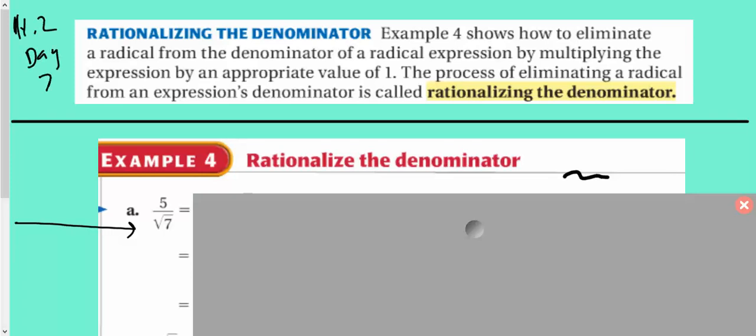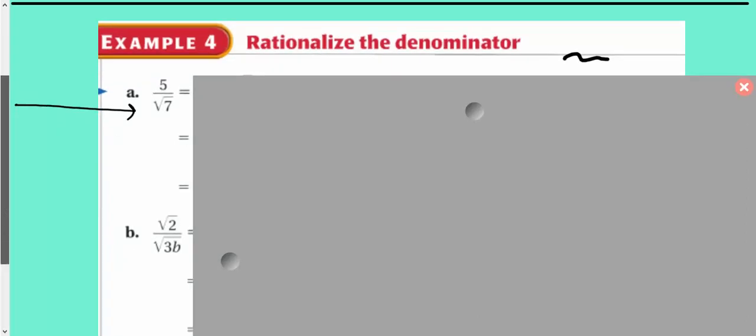Alright, we're going to be working with 11.2 again today. The process that we're going to be working with to start off with is called rationalizing the denominator. Basically, what we're going to be doing is we cannot have a square root in the bottom, so we're going to get rid of that. It's improper in mathematics. So we have 5 over the square root of 7, and we need to get rid of that. So there's this little trick you can do.